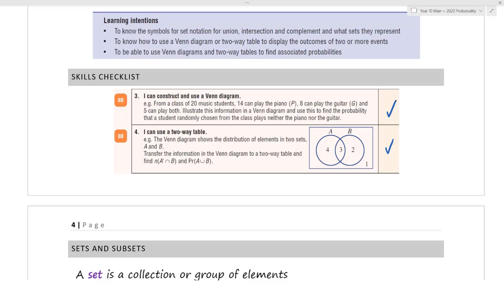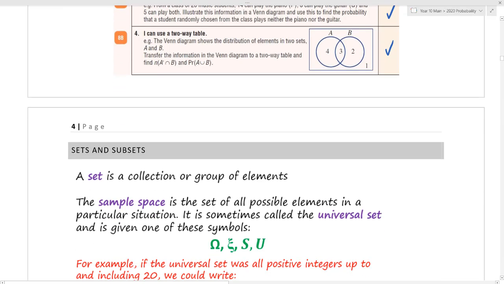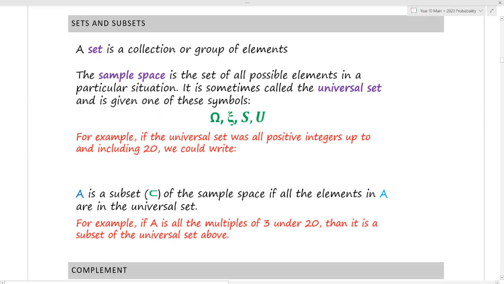So we're going to be looking at constructing Venn diagrams and two-way tables and looking at how they are very similar or virtually identical. You have a choice. You can either go a two-way table, you can go a Venn diagram. Sometimes you'll be given a Venn diagram and you'll have to fill those in.